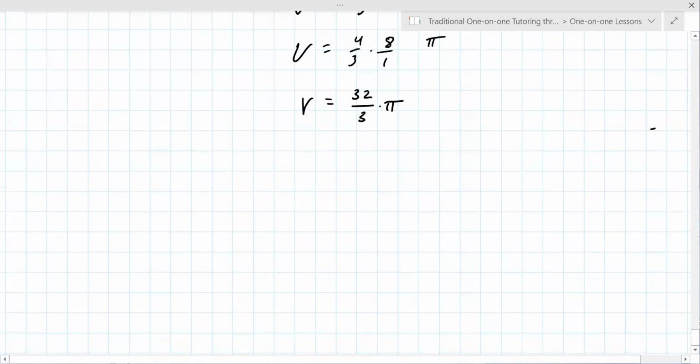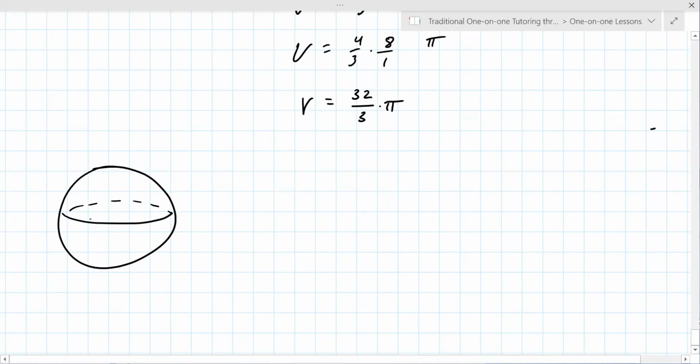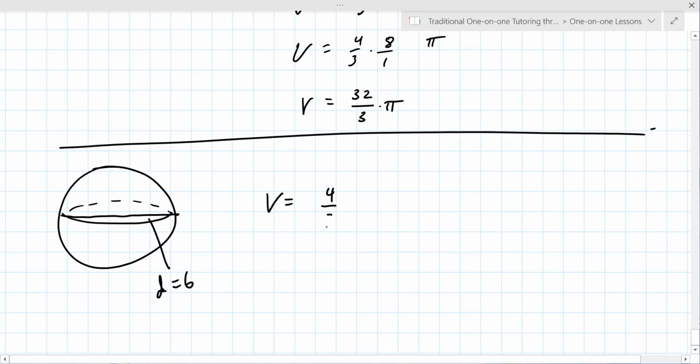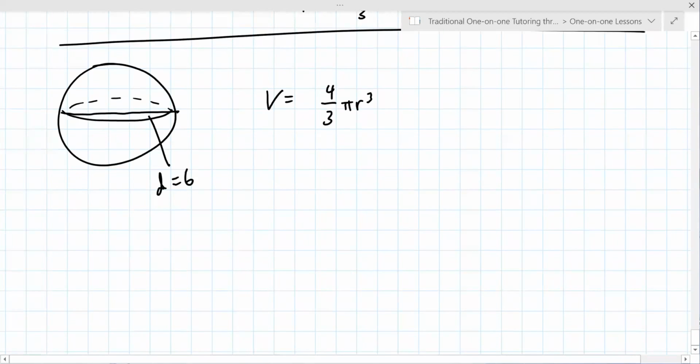Okay, you ready to do one more? Yeah. All right, so imagine that this is a sphere and it has a diameter all the way across. The diameter here is equal to 6. The volume is 4/3 pi r cubed, so you need the radius, not the diameter. What is the radius of this thing? Oh no, my bad. Diameter is 6, so the radius is 3. Yes. So the radius is equal to 3.